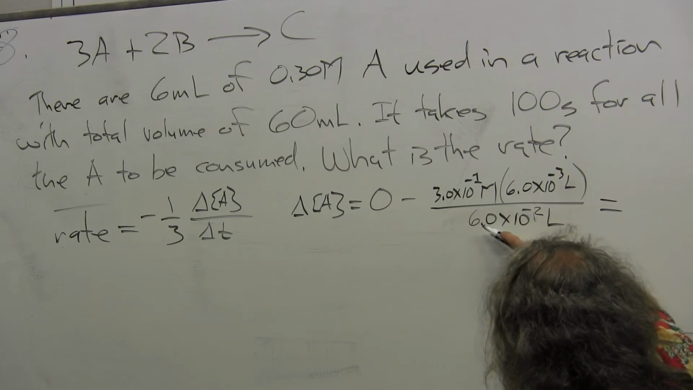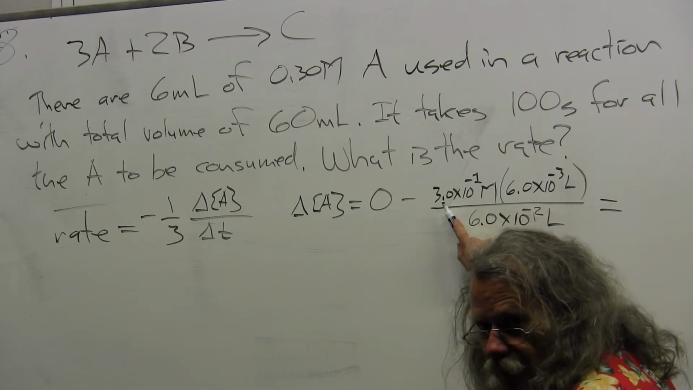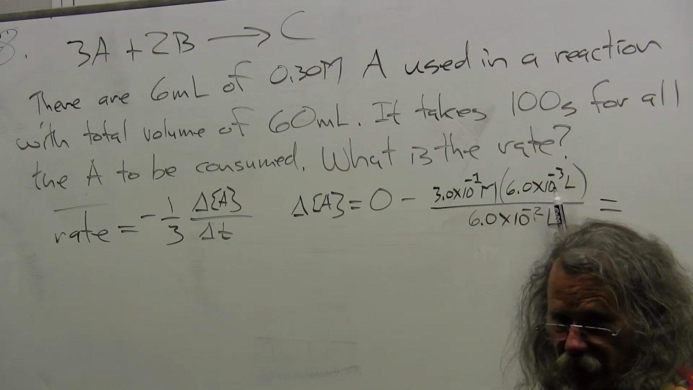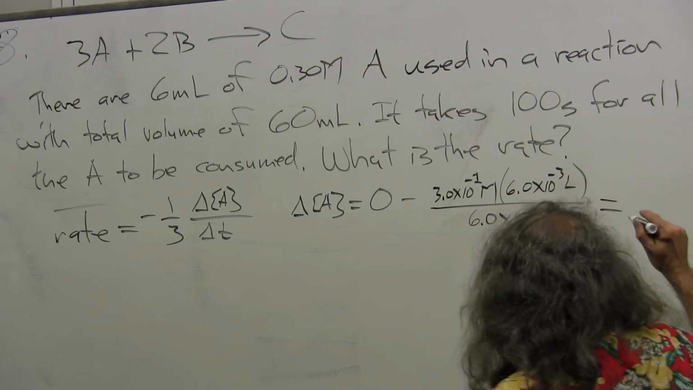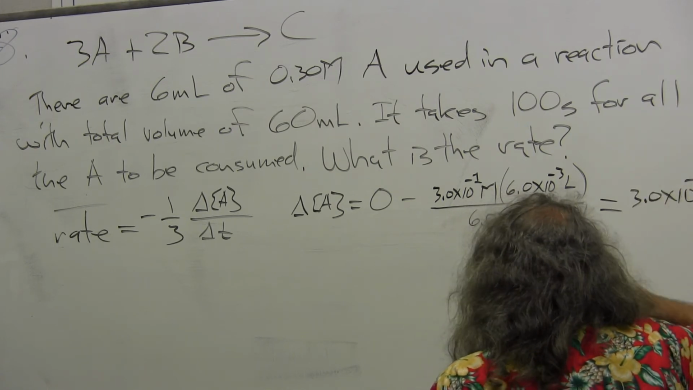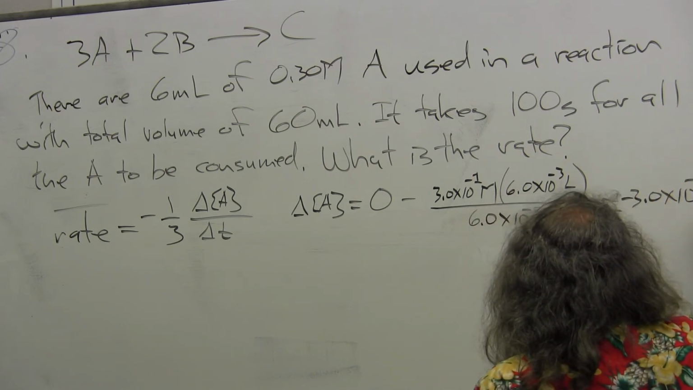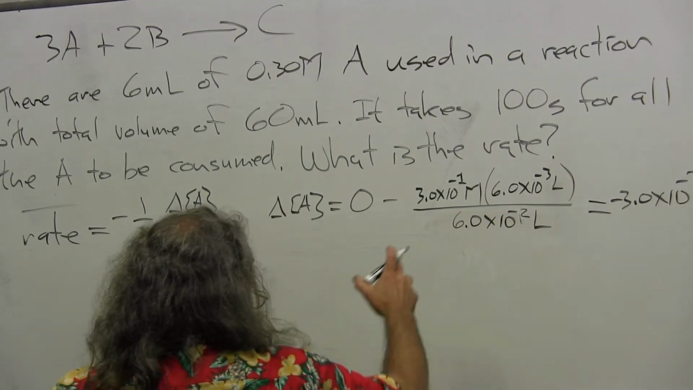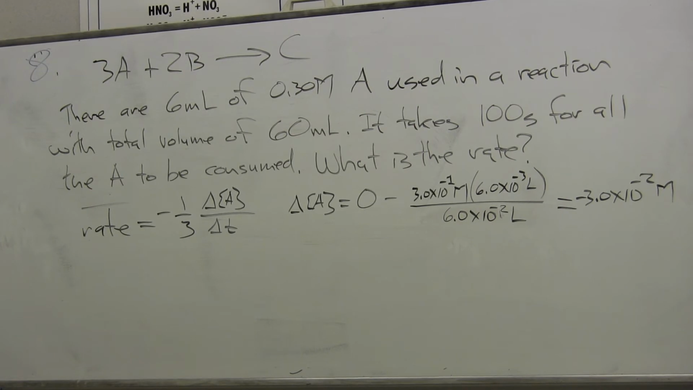I'm getting dingy, but now 6 divided by 6 is 1. 1 times 3 is 3. And now 10 to the minus 1 times 10 to the minus 3 is 10 to the minus 4. 10 to the minus 4 divided by 10 to the minus 2 is 10 to the minus 2, equals negative 3.0 times 10 to the minus 2 molar, because the liter drops out, I'm in molar.